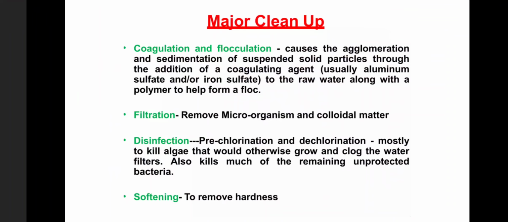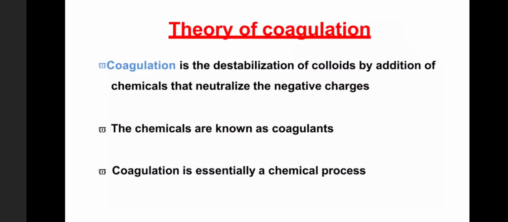So flocculation is nothing but removing the flocs present in the top part of the wastewater. In those flocs we can find the finer suspended particles present in the wastewater. So we are coming to the theory of coagulation. Coagulation is the destabilization of colloids present in the wastewater by the addition of chemicals. It will neutralize the negative charges, that means the negative particles present in the wastewater, and also the negative ions. The chemicals we use at the time of coagulation are called coagulants.